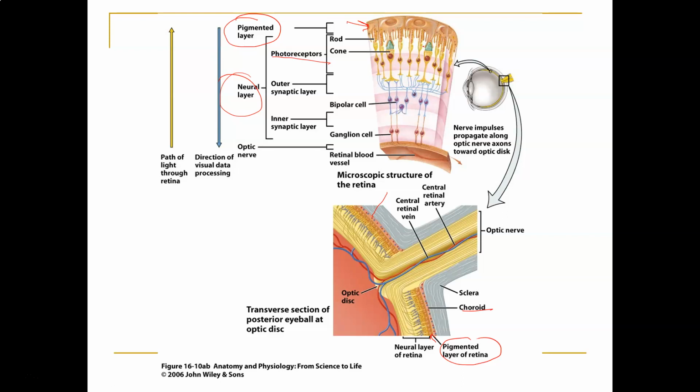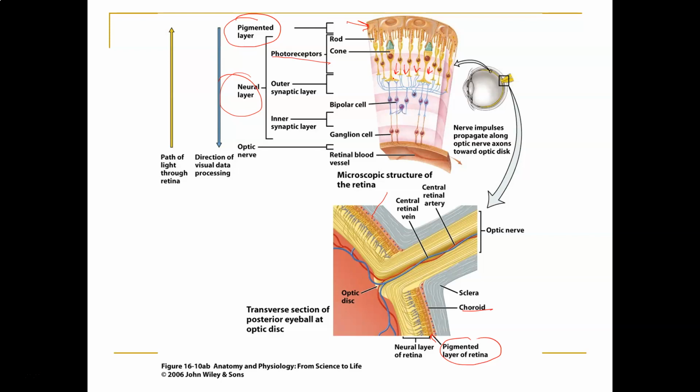So if they become detached from it, that's a serious eye disorder, or detached retina. So that's where the rods and cones are. Now, when light comes into the eye and hits these photoreceptors, that can cause action potentials that will travel in this direction. This is the direction of the nerve impulses.